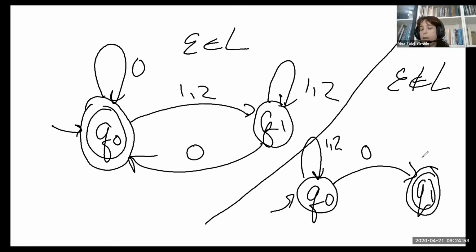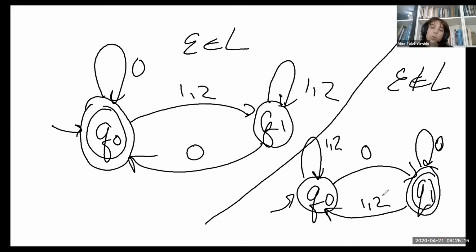If in Q1 I continue to get zeros, I stay in Q1 because I still have the suffix 0. And if in Q1 I get 1 or 2, I continue to Q0. So basically, once again, we have only two states because we need to find out only if the word ends with 0 or doesn't end with 0. So if we have a word ending with 0, we accept it. The only question is, what do we do with the empty word?